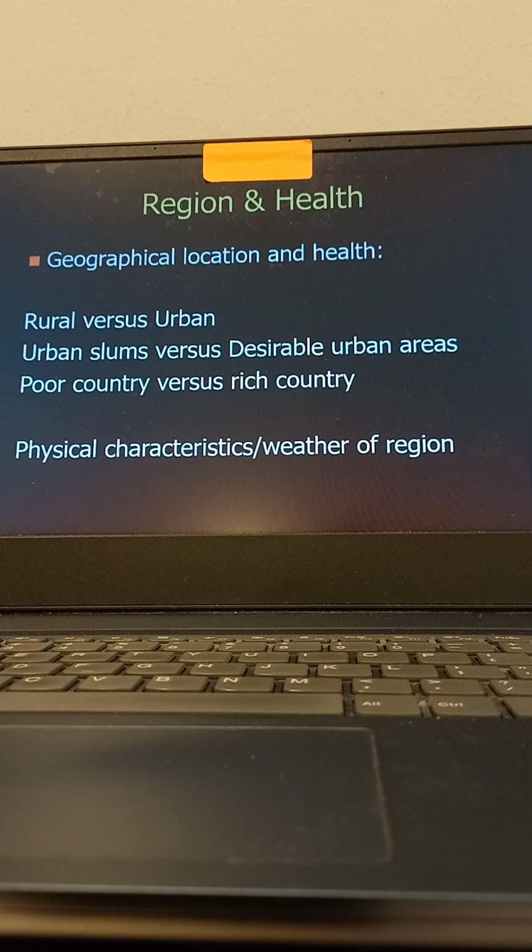Okay, physical characteristics, weather of a region. Now we know that with climate change, so-called global warming, certain areas of the world are experiencing stronger or more intense disasters brought about by such things as typhoons or hurricanes and cyclones and so on. So, for example, people living in the Philippines or in the Caribbean have a higher risk of suffering injuries and deaths from typhoons and hurricanes.